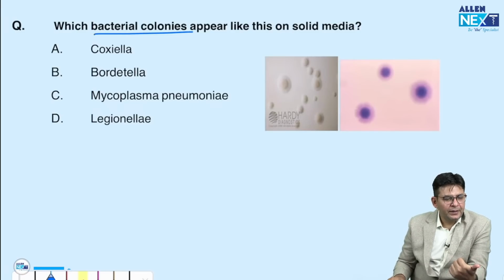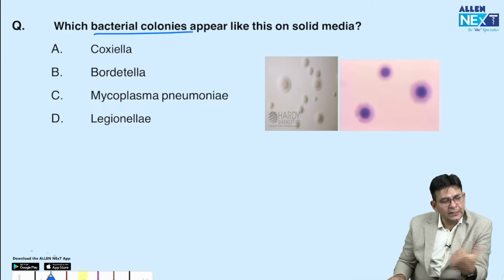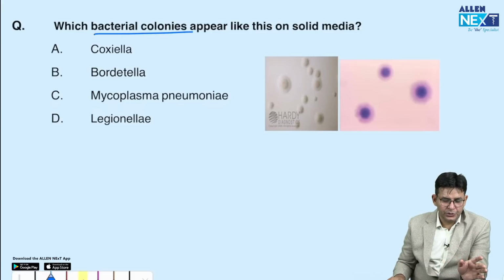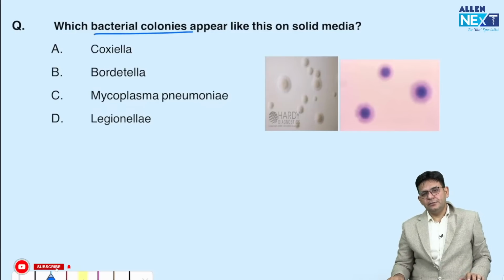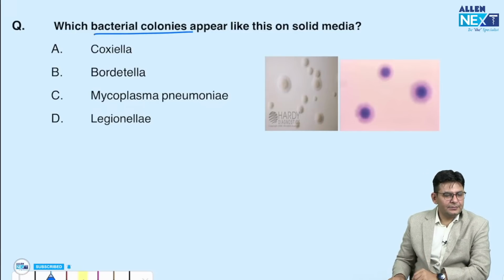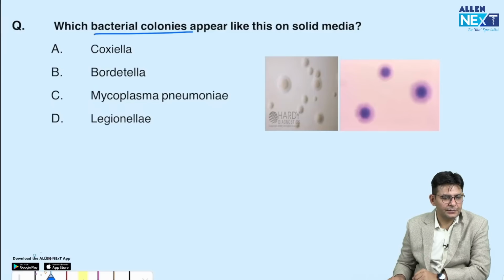Now the winner will be the one who tells which other organism produces fried egg colonies just like this. If anybody tells that, that person is scoring about 200 right here. Which other organism produces fried egg colonies? Let me give you a hint: that's a fungus. Tell me, what is the answer? Which produces fried egg colonies like Mycoplasma pneumoniae? Fast, tell me.